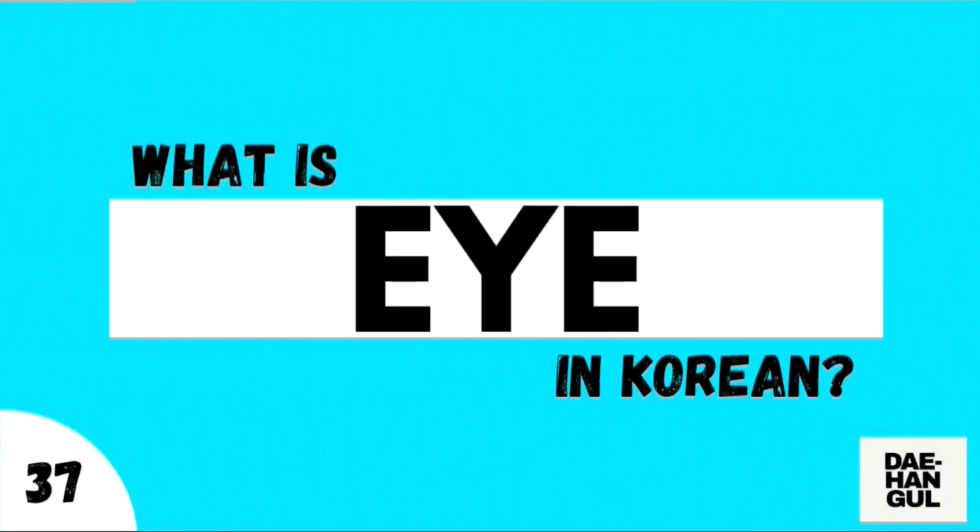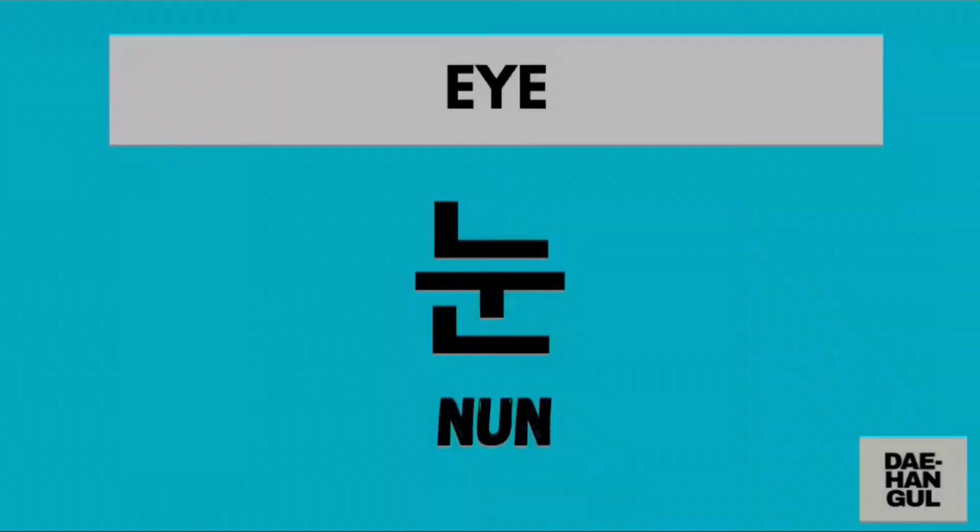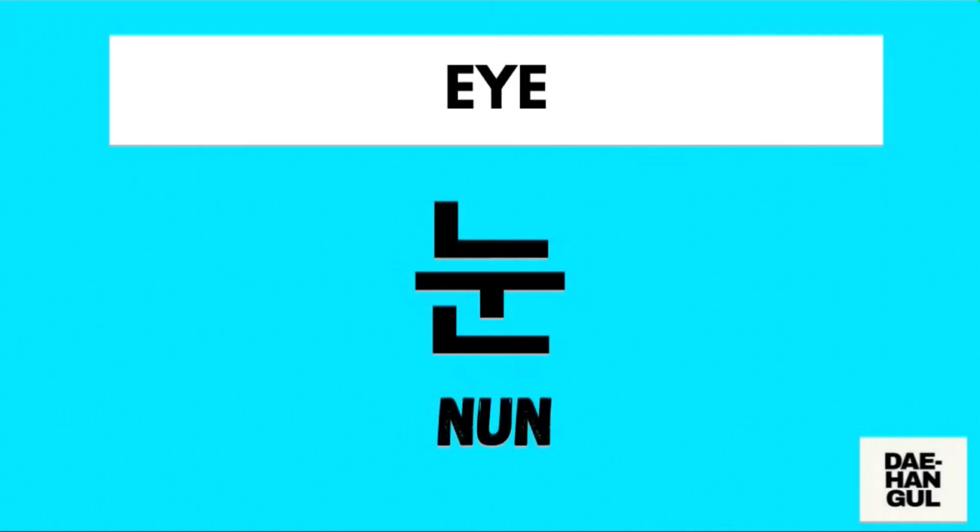What is I in Korean? The Korean term for I is nun. Again, it's nun. This is pronounced as a one-syllable word. Again, pronounce it with me. Nun, nun.